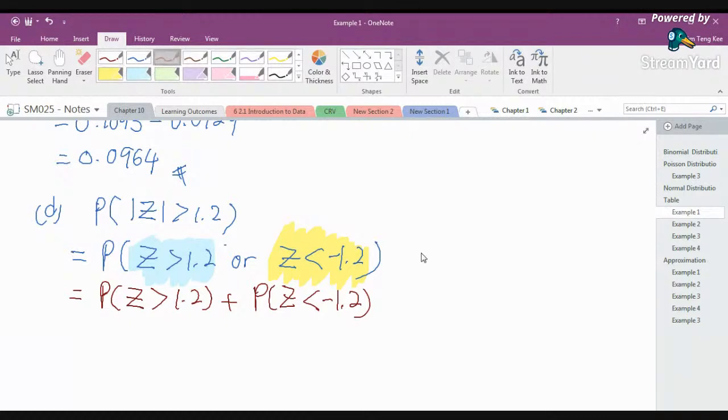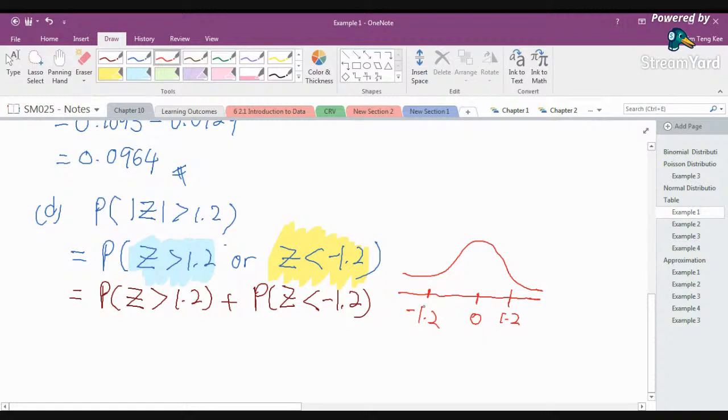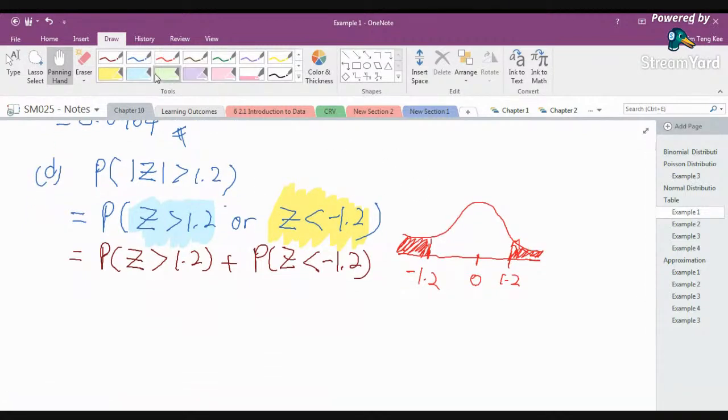Up to here, again, we investigate using a bell-shaped diagram to see what's going on. The center is 0. On the left I have negative 1.2. On the right I have 1.2. For the case Z greater than 1.2, this is the region. For the case less than negative 1.2, this is the region. You can make use of the statistical table to find the region I highlighted in blue.